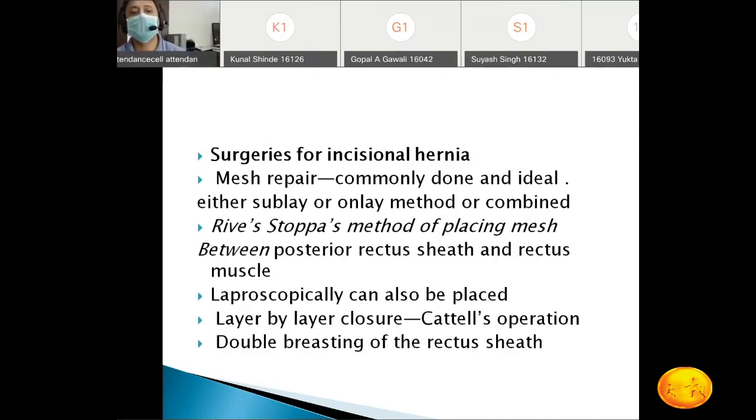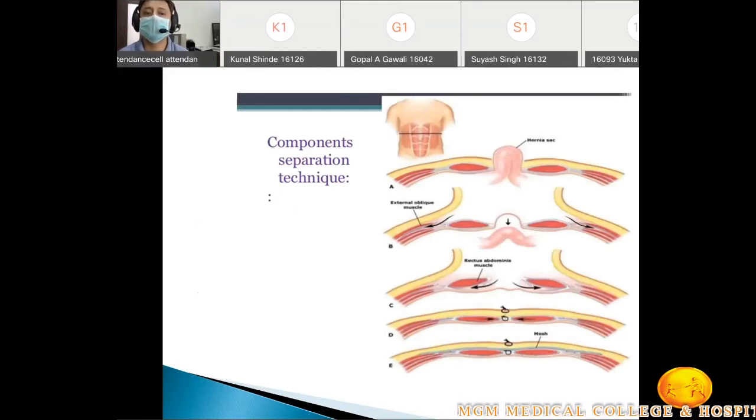Surgery for incisional hernia: mesh repair is commonly done and ideal, using either the sublay or onlay method, or combined. And the Rives-Stoppa method of placing the mesh between the posterior rectus sheath and the rectus muscle. Laparoscopically it can also be placed. Other options are layer by layer closure, Cattell's operation, and double breasting of the rectus sheath. This is the component separation technique.